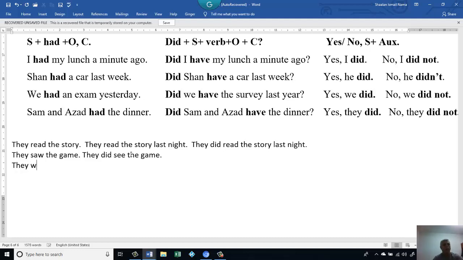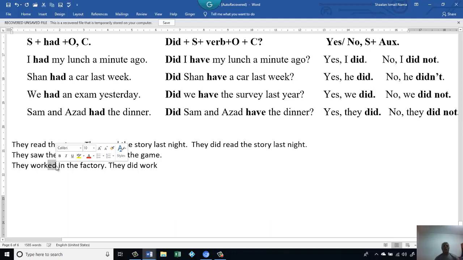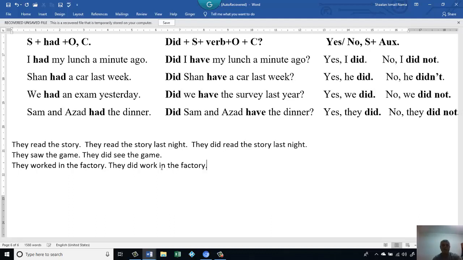If I have a verb like this, they worked in the factory. If I want to make this one happen in the past, I have a solution. I have here worked. Then I could say they did work, because when I add did to it, I have to delete ed to send the verb again to the root. They did work in the factory.